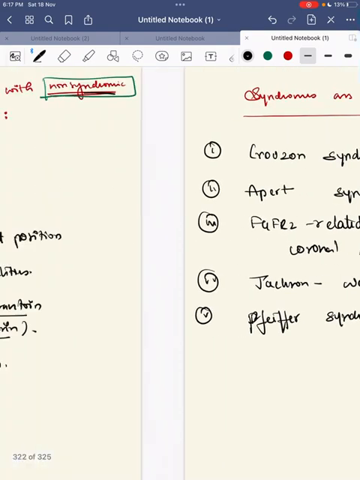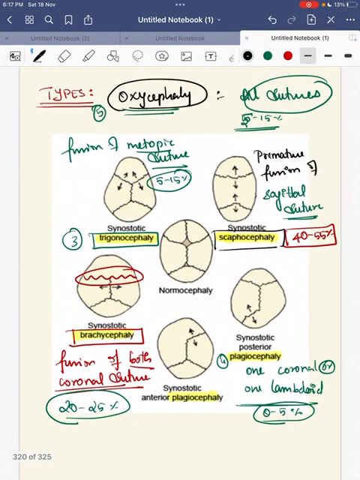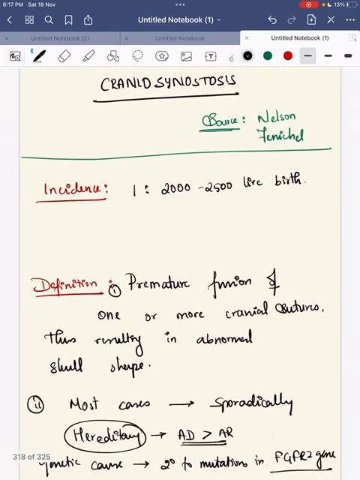It's a short topic, but it can be asked in your 7-mark questions. So you have to quote these points to write it in your 7-mark questions.